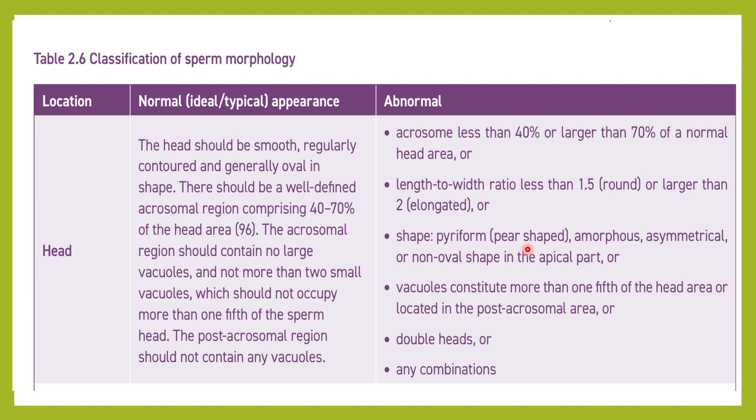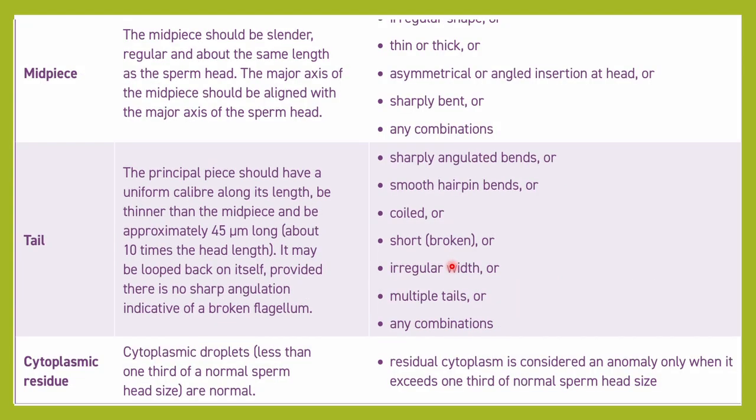it is abnormal. If there are vacuoles and the vacuoles are more than 20%, or they are contributing more than 1/5 of the head area, or they are located in the post-acrosomal nuclear area, then also it would be abnormal. If the sperm is having double heads, etc., or any combination of these, all would be leading to abnormal head morphology.